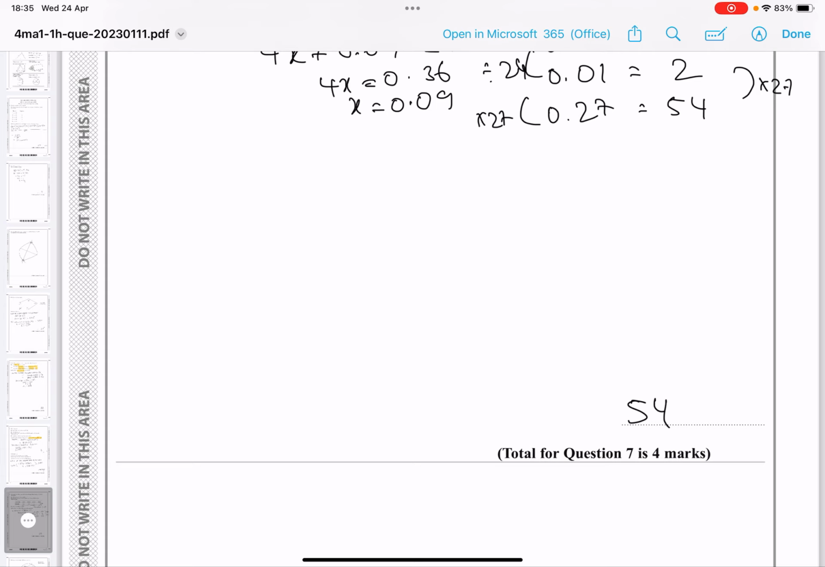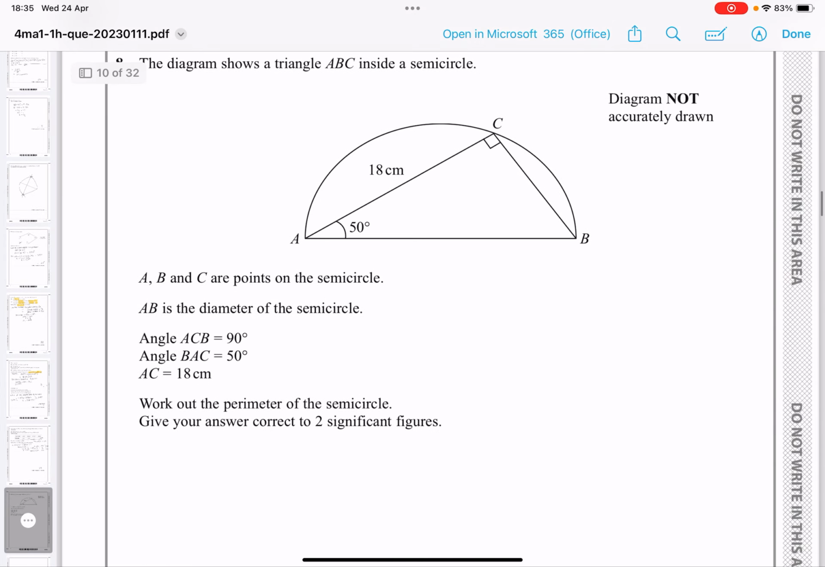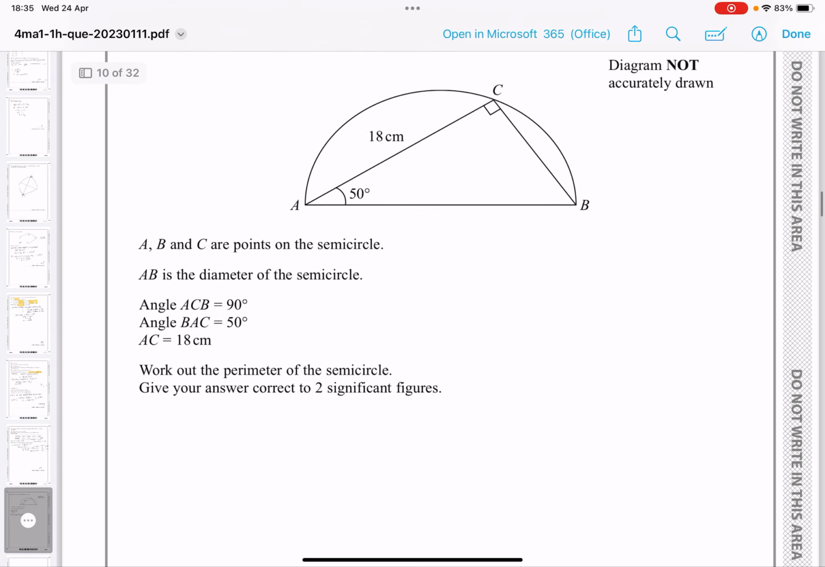54. Next question. The diagram shows a triangle ABC inside a semicircle. A, B, and C are points on the semicircle. AB is the diameter of the semicircle. Angle ACB is 90 degrees, BAC is 50 degrees, AC is 18. Work out the perimeter of the semicircle.